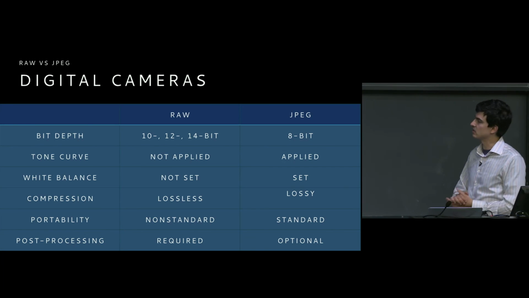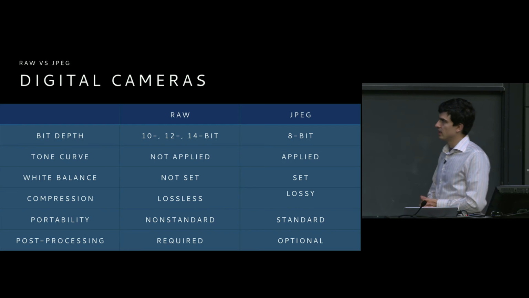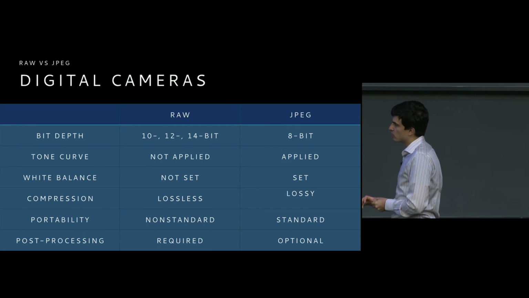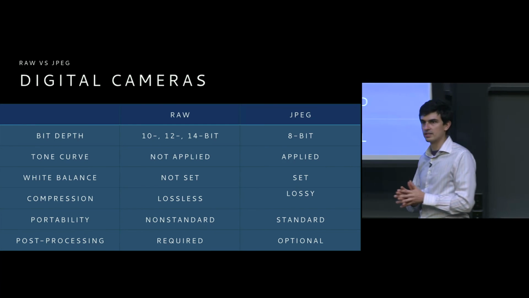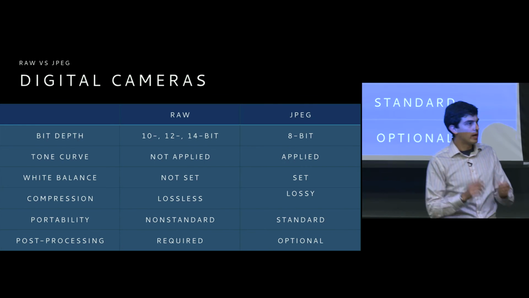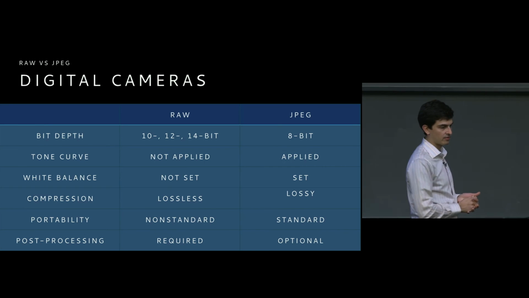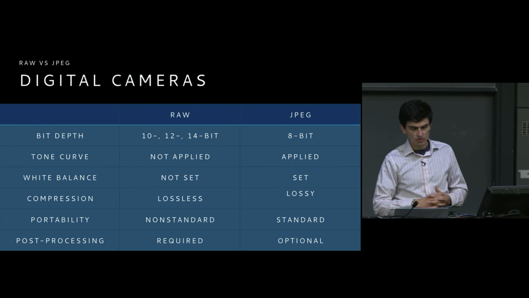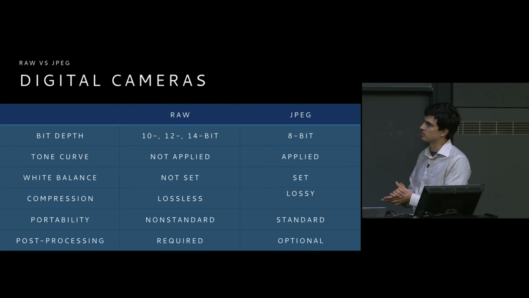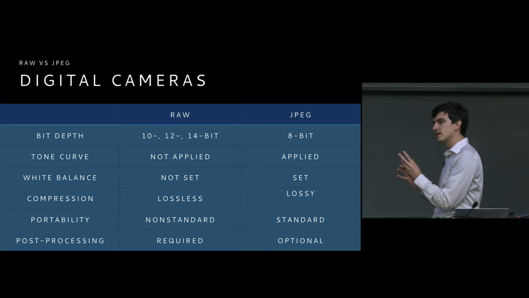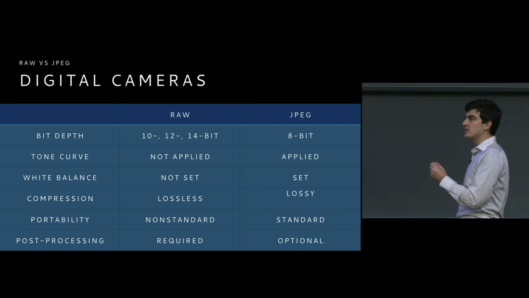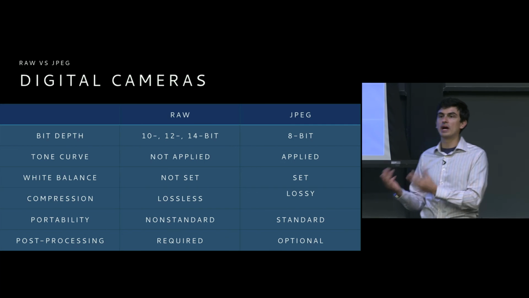JPEG is a very standard file, on the other hand. And as a result of that, post-processing RAW becomes required. But you have a lot of this leeway with RAW files that you simply do not have in JPEG. So we've alluded to all of these things in the past, but hopefully now you're a little more convinced as to the reason why using RAW is so powerful.